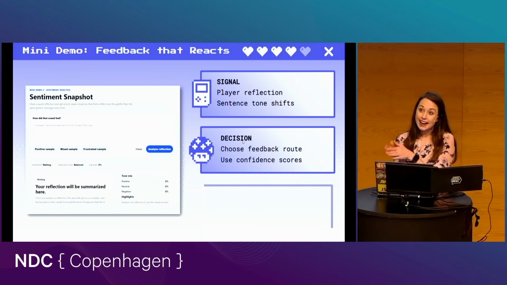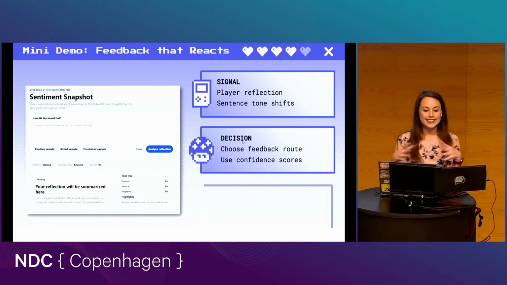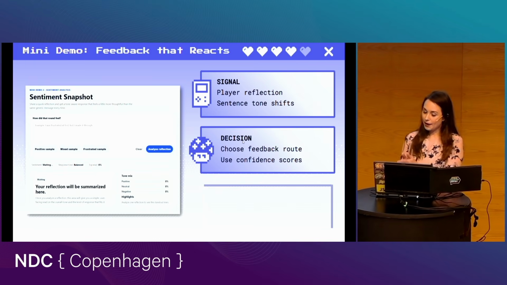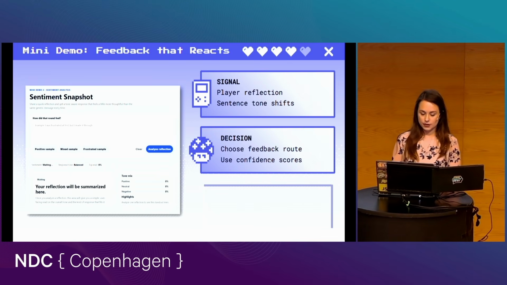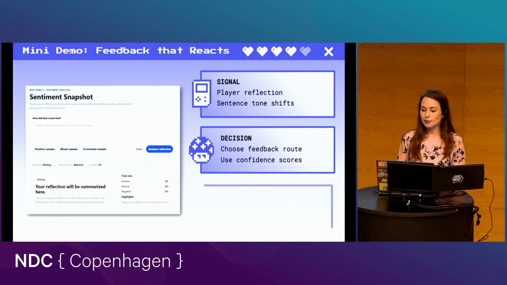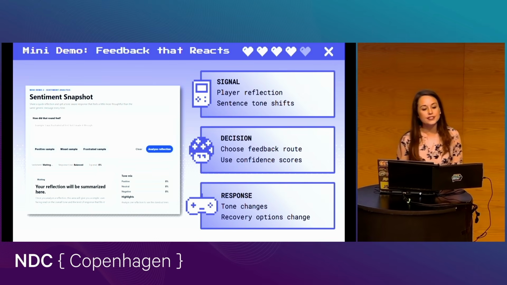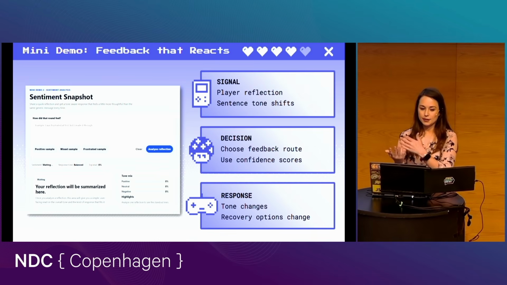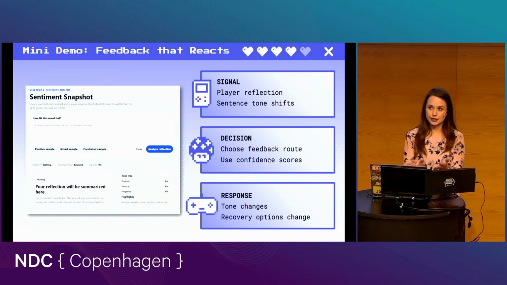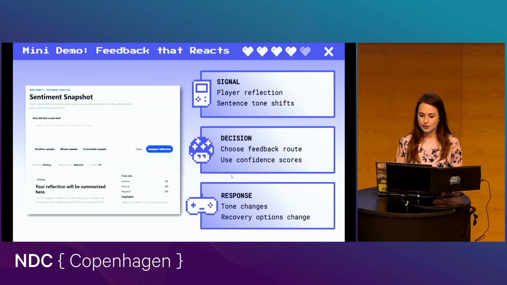And then from there, the app is going to make a decision. It looks at the tone of that reflection, and it's going to decide what kind of feedback route should be taken. It uses confidence scores for this. Just a heads up, we are using Azure Sentiment Detection for this. And then the response changes and the tone changes. So some kind of support potentially will come based on how the user responds. All right, let's go ahead and check it out.